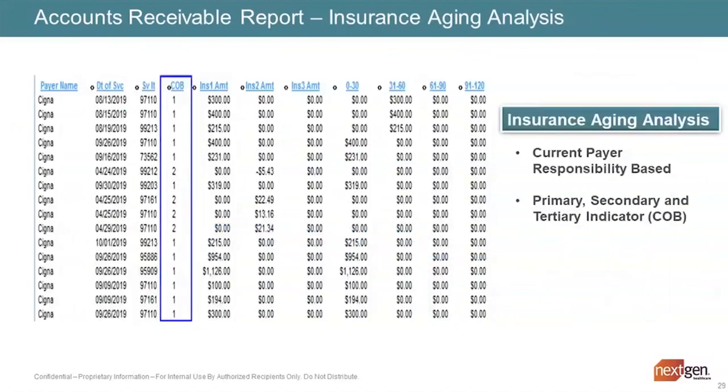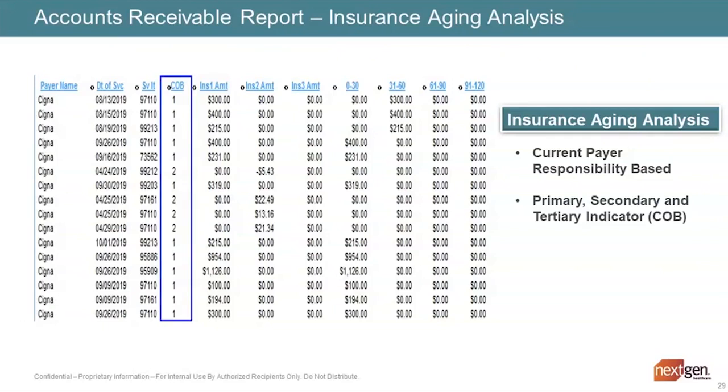So here, this tells me this is the open AR. I can tell that about halfway down, if you look where I have the blue box around the COB, I see 111. Oh, there's a 2. So that 99212 is actually a secondary. I also have the insurance 1, 2, and 3 amount. You can pull that into the report as well, or you can use the COB indicator, which tells you whether it's primary, secondary, or tertiary.